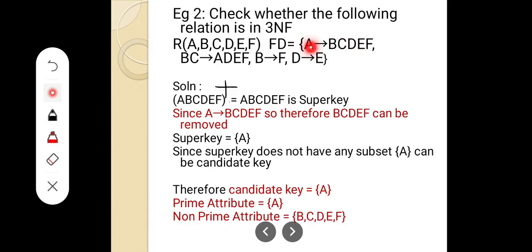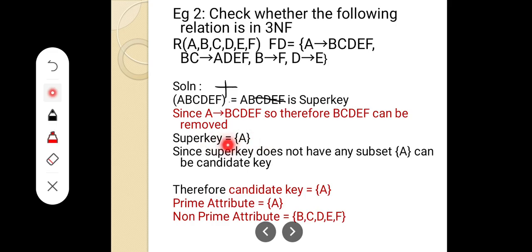Look at this functional dependency: A determines B, C, D, E, F. That means that B, C, D, E, F can be removed from here. So that is what is written here. Since A determines B, C, D, E, F, therefore B, C, D, E, F can be removed. So after removing B, C, D, E, F, the super key became A.